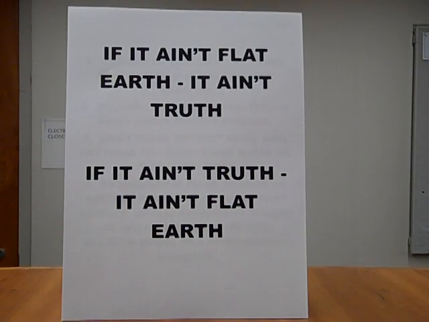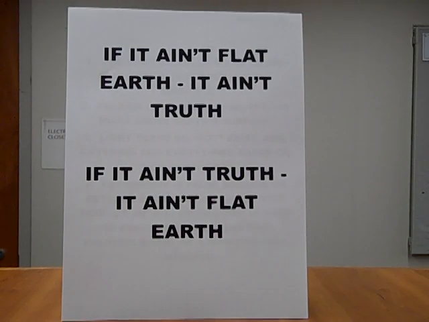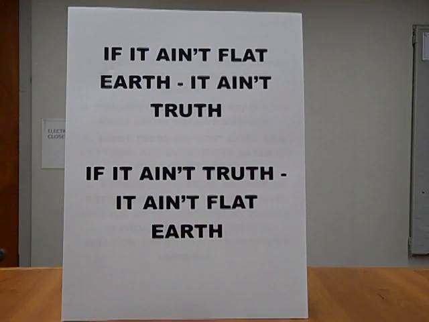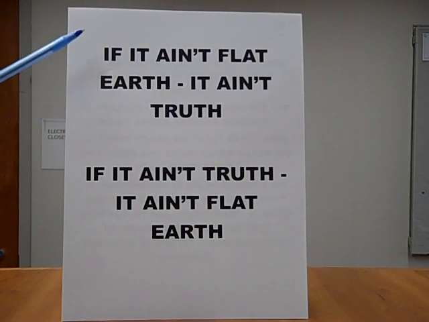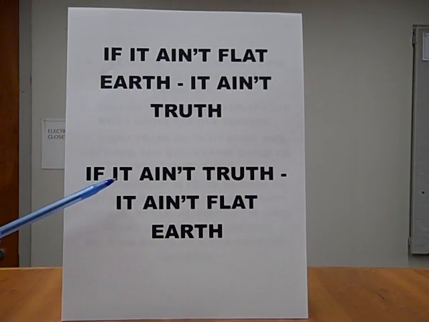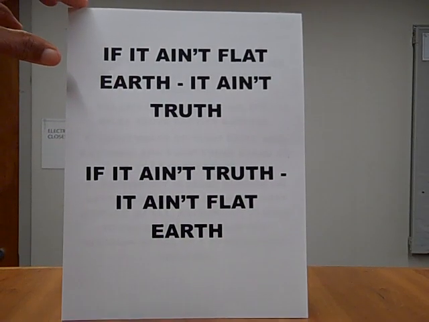The sun is 1,651.29 miles above the Earth when circling the equator. Polaris, the North Star, is 6,589 miles above the Earth's surface. To begin, if it ain't flat Earth, it ain't truth. If it ain't truth, it ain't flat Earth. And it's just that simple.